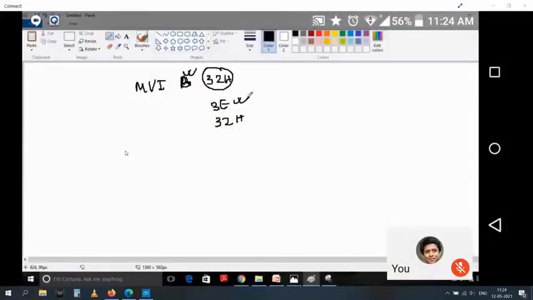So we now know how to take out the opcode. We have seen that opcode we have taken out. Now how do we do this 32H part? Okay.